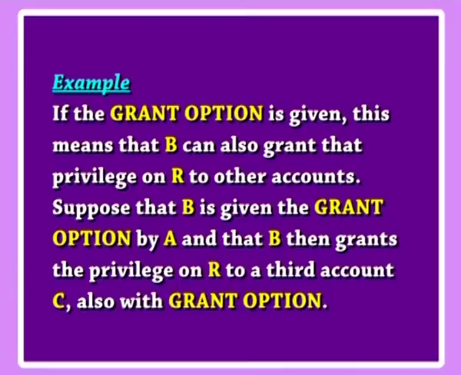Suppose that B is given the grant option by A and that B then grants the privilege on R to a third account C also with grant option. In this way, privileges on R can propagate to other accounts without the knowledge of the owner of R. If the owner account A now revokes the privilege granted to B, all the privileges that B propagated based on that privilege should automatically be revoked by the system.